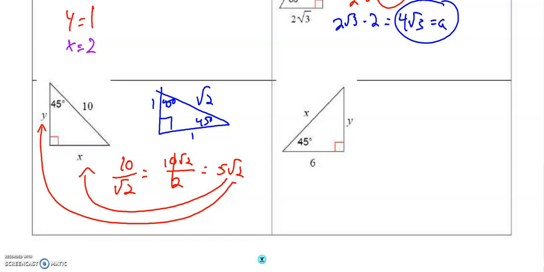And the next one, we are given a leg, which means the other leg is the same. And to find the hypotenuse, you need to take the leg and multiply it by the square root of 2, which is 6 square root of 2. In that case, it was x. Okay? So that is all for the 45, 45, 90.